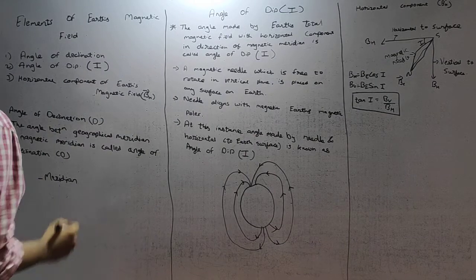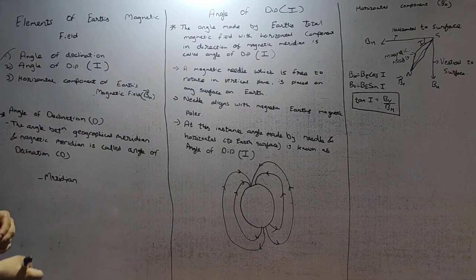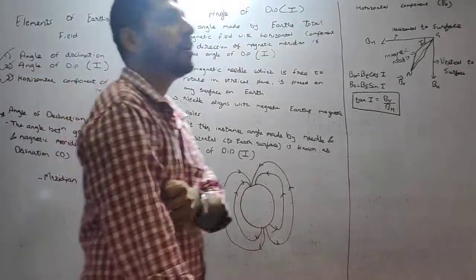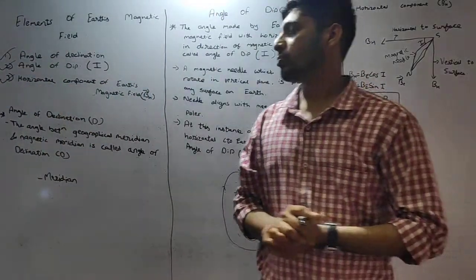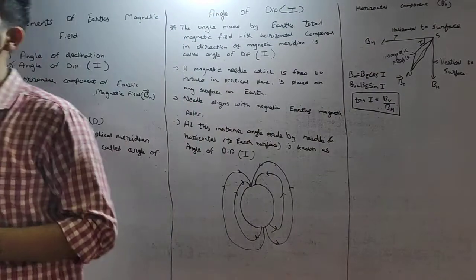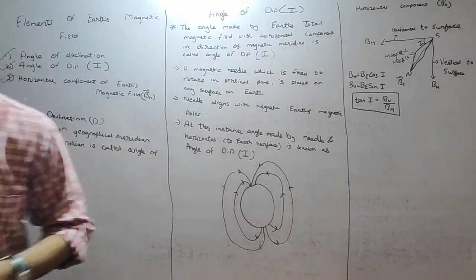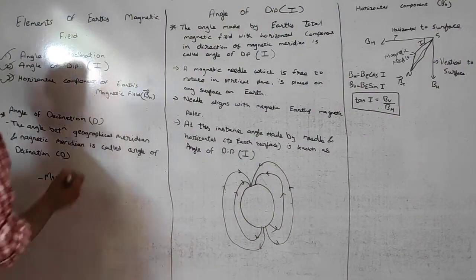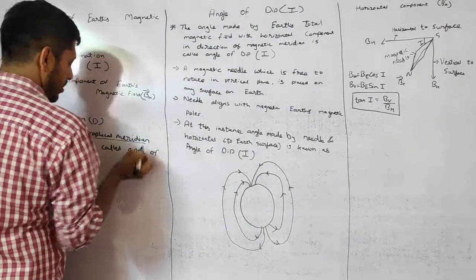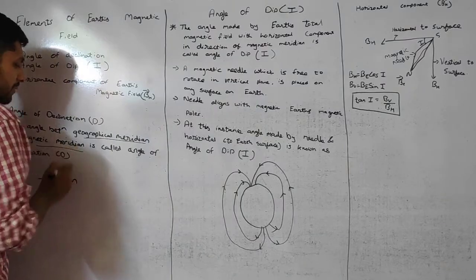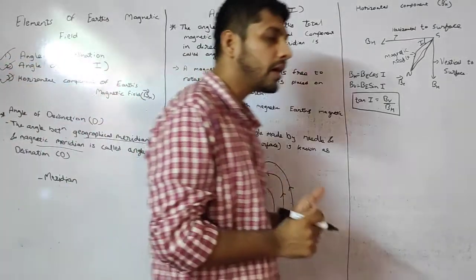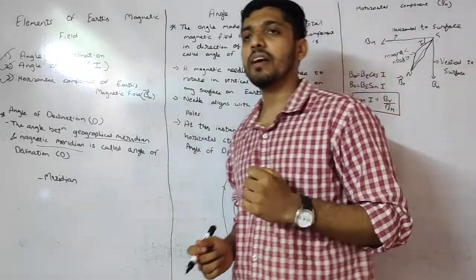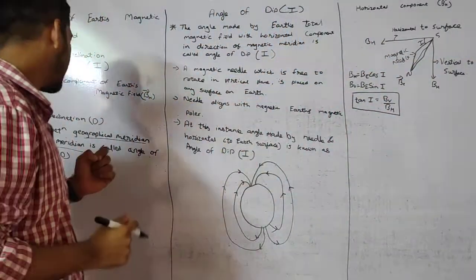The three elements: first one is angle of declination, second is angle of dip, and third one is horizontal component of Earth's magnetic field. First of all we'll start with the first one, that is angle of declination. What is angle of declination? The angle of declination is the angle between the geographical meridian and magnetic meridian. Before moving ahead, you need to know what a meridian is.